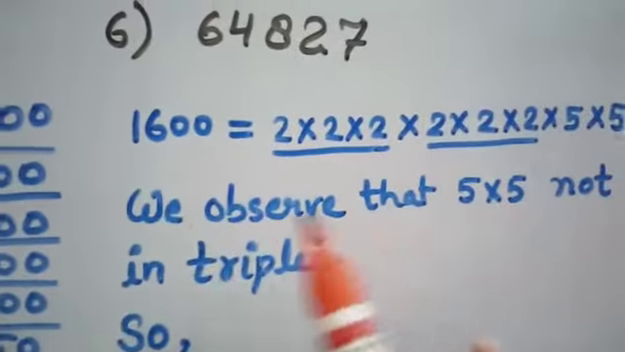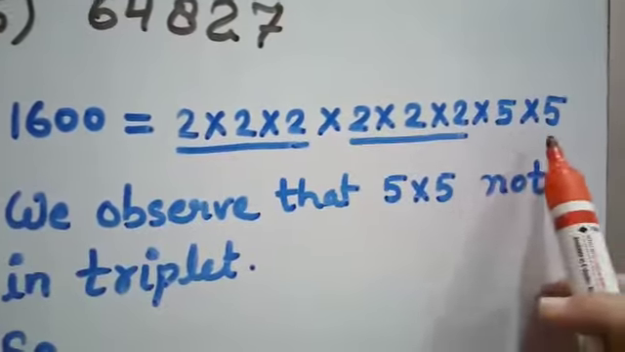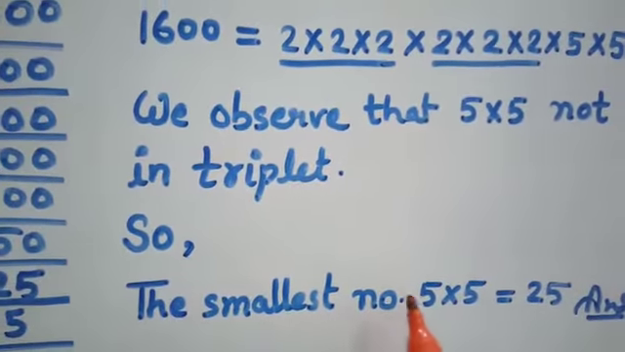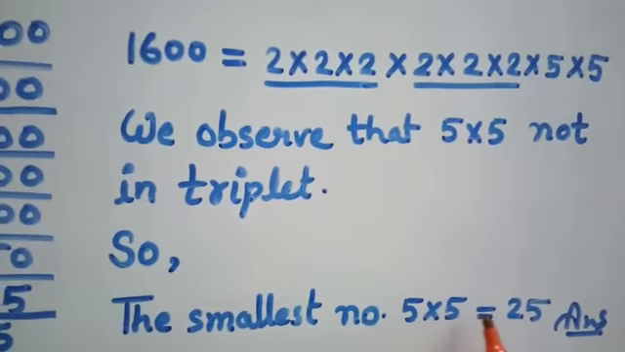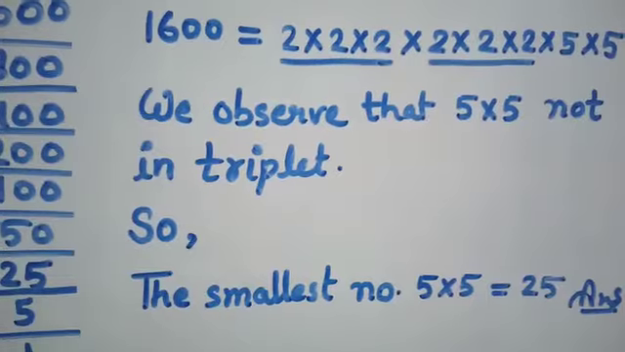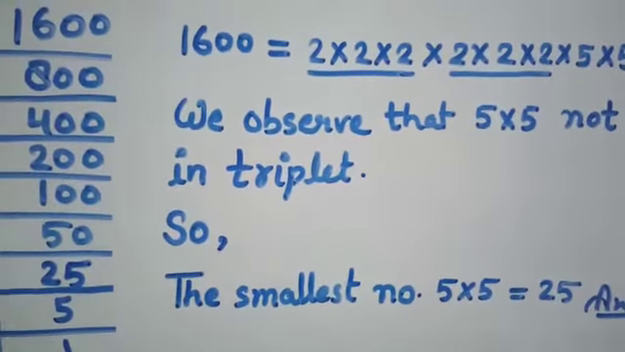In multiply, we observe that 5 into 5 is not in triplet, so the smallest number is 5 into 5 equal to 25, by which 1600 must be divided to obtain a perfect cube number.